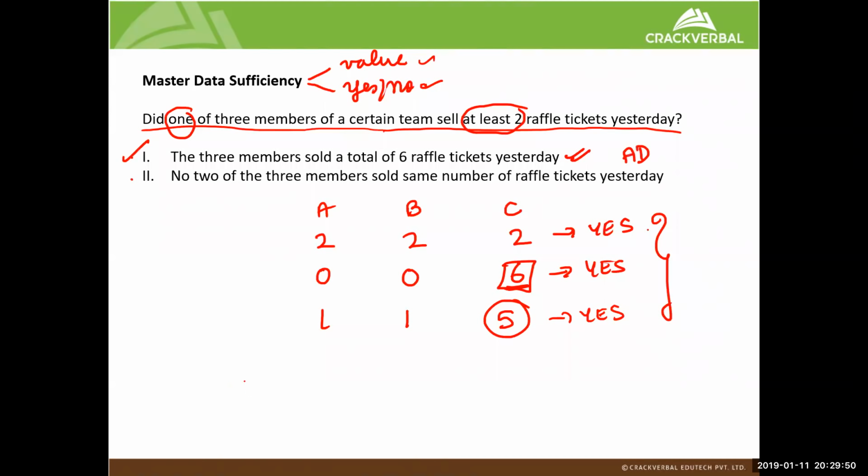Now the second statement says, no 2 of the 3 members sold the same number of raffle tickets yesterday. So if I have A, B, and C, and the statement tells me no 2 of the 3 members sold the same number of raffle tickets yesterday, think about it, guys. Would this statement be sufficient or insufficient? I've proved the first statement to be sufficient. Is the second statement sufficient?